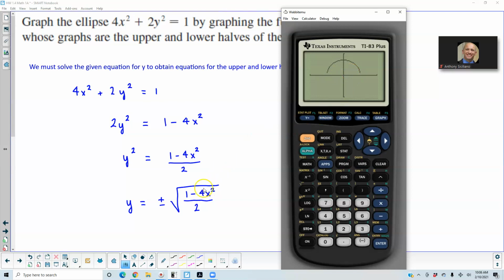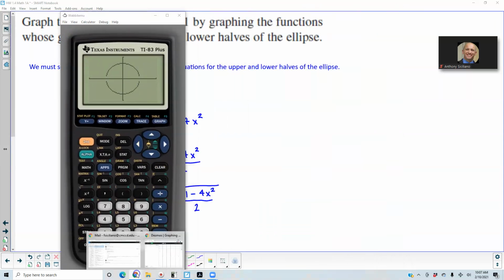Now let's go ahead and put in the negative version in the next y sub 2 spot. So we have here, we should put in our negative, and then the square root of 1 minus 4x squared, and then we're dividing that by 2. Now let's see that graph. Now we can see the lower half of the ellipse.